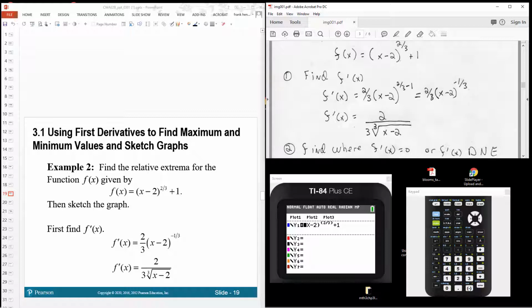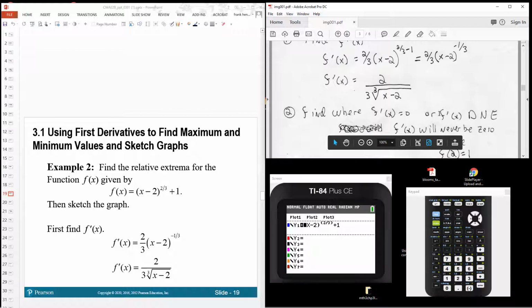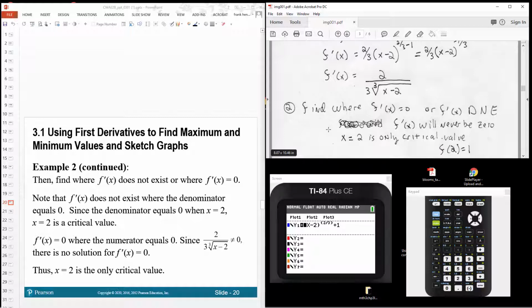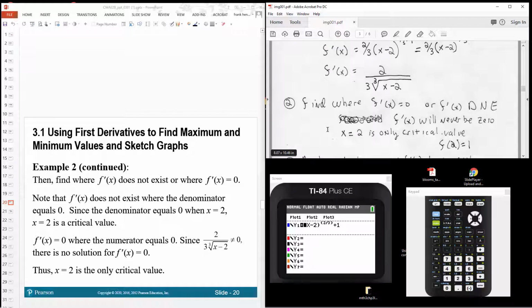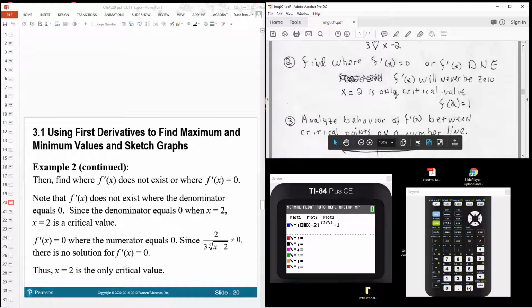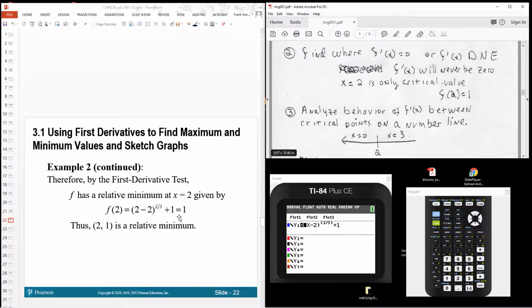I want to find out where f prime is 0 or the derivative doesn't exist. And if you look at the function, it'll never be equal to 0. Well, now we look at where it doesn't exist at 2. So that's the only critical value. So you want to analyze the behavior of f of x using the critical points.